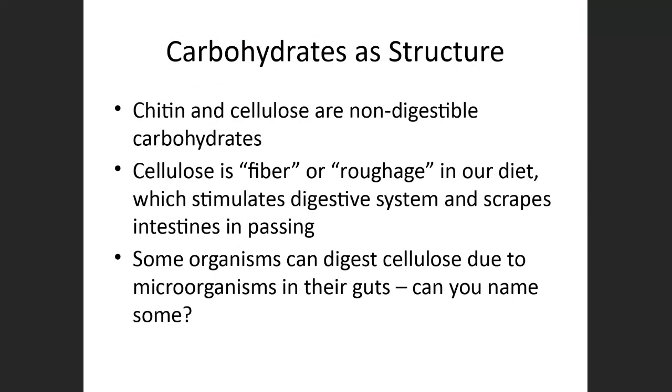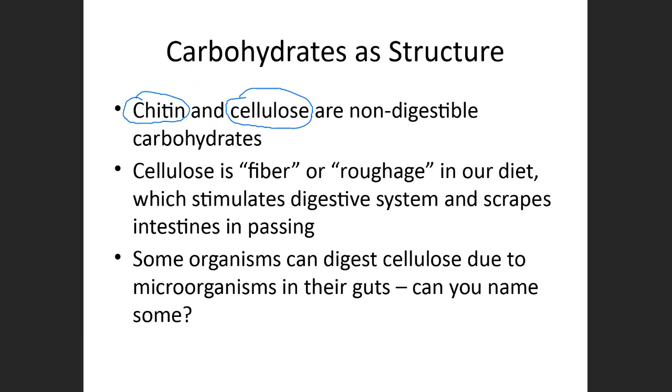And then we have carbohydrates which can be structural, right? So chitin, which is what insect shells are made of, and cellulose, which is what plant stems are made of. These are non-digestible. We can't actually eat these carbohydrates. They're not going to give us energy, but they add structure to things. And we still need some of that in our diet just to help our digestive system.